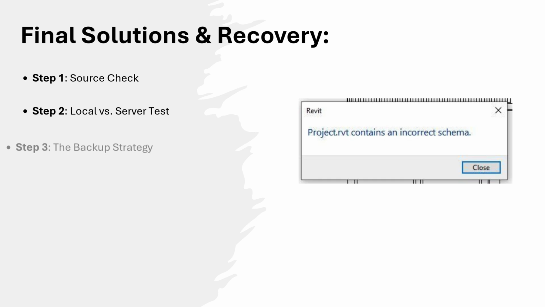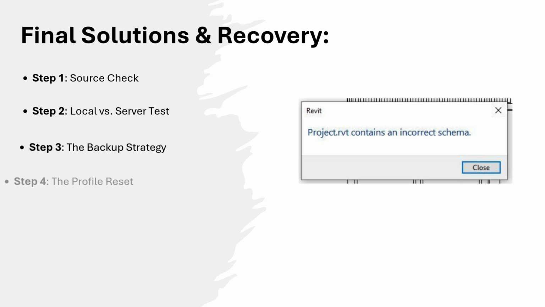If the current file is dead, we go back in time. For file-based work sharing, use the Restore Backup tool. Roll back to a version from before the error started. Check every local backup too. Sometimes a user's local copy is healthier than the central model.